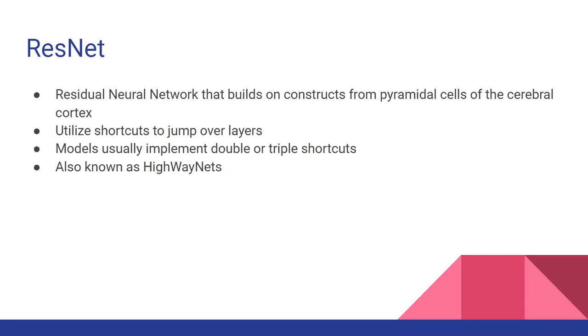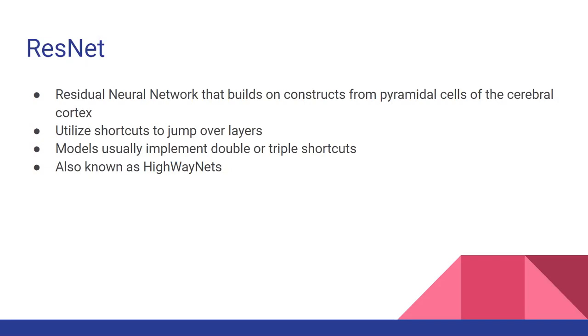And basically what this does is it utilizes shortcuts to jump over layers. Before, the traditional feed-forward neural network was just feeding in information, and that input goes through each single layer until it gives a certain output. So that would take a lot of time. What ResNet did is it utilized shortcuts to jump over layers, like double or triple shortcuts that are sometimes implemented in their models. And basically this would give an accurate prediction, and at the same time it would become much faster, much quicker, much easier to use.